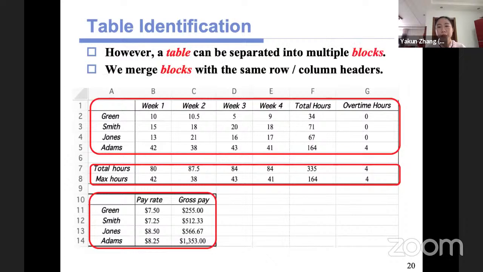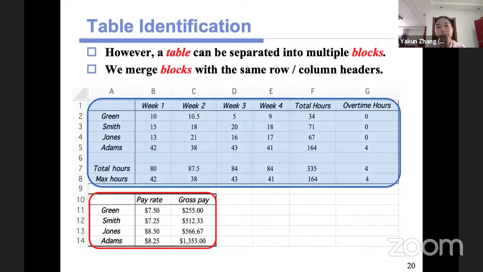However, a table can be separated into multiple blocks by empty lines. We observe that in a table, different blocks share the same row or column headers. The headers are usually located at the top and the left of the table. You can see that the first block and the second block share the same column headers. Actually, they belong to one table. We merge blocks with the same headers into a table. The third block has its own headers and can form another table.